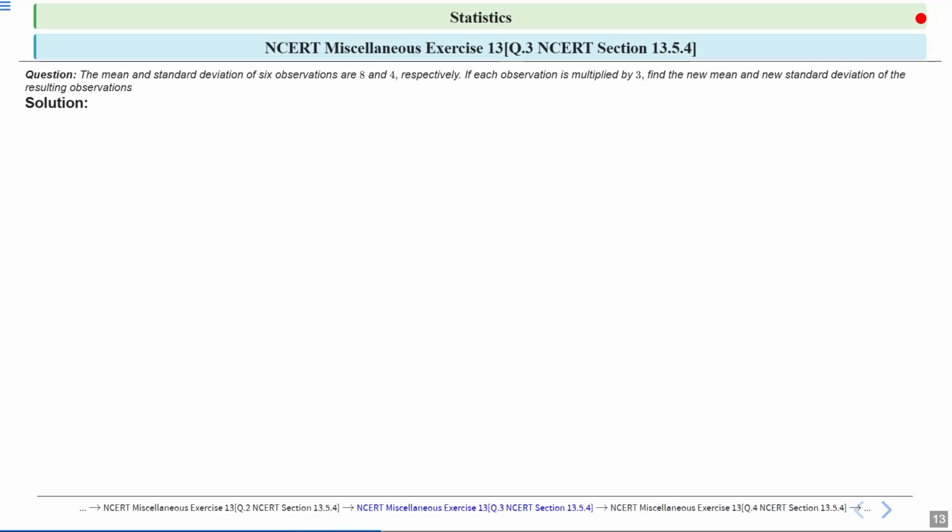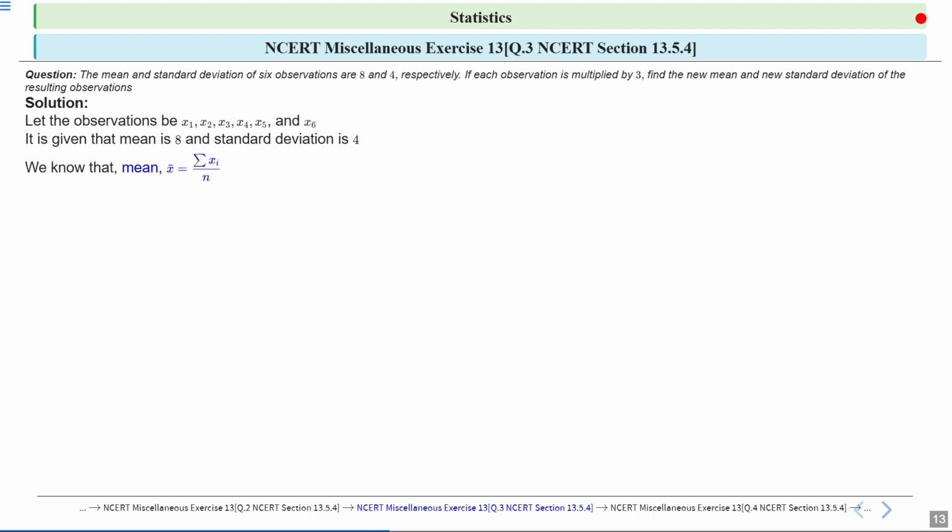So students, let's try to solve this question step by step. First of all, let's start by naming our 6 observations. So we will call them x1, x2, x3, x4, x5 and x6. It is given that mean is 8 and standard deviation is 4. Now remember the formula for mean. The mean is calculated as the sum of all observations divided by the number of observations. That is x bar equal to summation of xi divided by n.